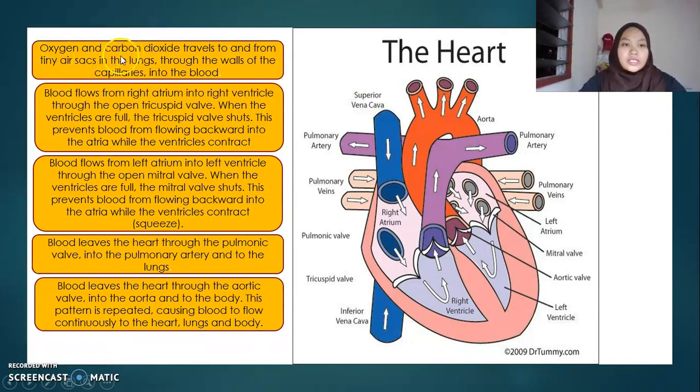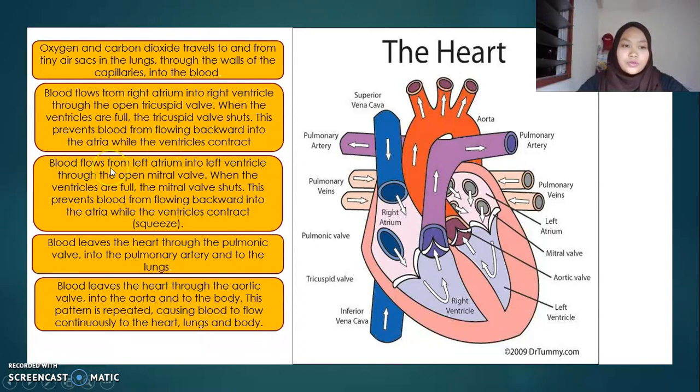Oxygen and carbon dioxide travel to and from tiny air sacs in the lungs through the walls of the capillaries into the blood. Blood flows from the right atrium into the right ventricle through the open tricuspid valve. When the ventricles are full, the tricuspid valve shuts. This prevents blood from flowing backward into the atria while the ventricles contract.